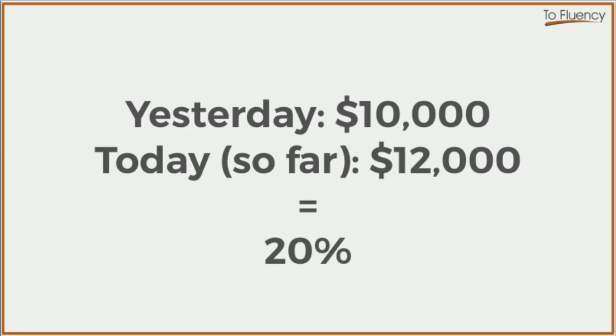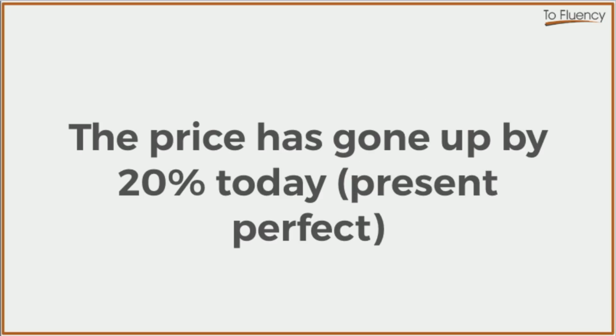What we're focusing on here, look at this. Today, so far. That's really important. What tense should we use here to describe this difference? The price of Bitcoin has gone up by 20% today. Present perfect. Because today hasn't finished. It's an action that started in the past and it continues in the present. So that's why we are using the present perfect. The price has gone up by 20% today.